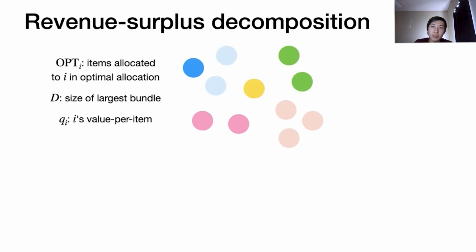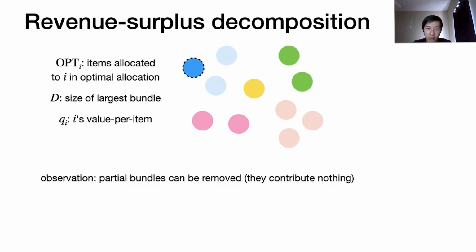So given this definition, let's focus on one agent and the set of items allocated to agent i in the optimal allocation. So here, let opt i be those items allocated to i in the optimal allocation. These are the highlighted items in the figure. And D is the size of the largest bundle, and Qi is the highest value per item. The first observation we make is that partial bundles can be removed because they contribute nothing to the value. So we remove the blue item here from opt i.